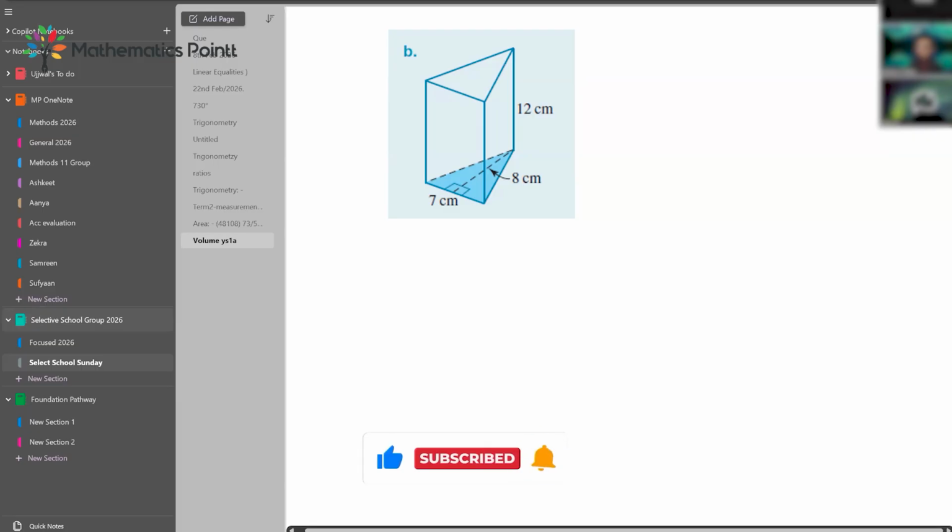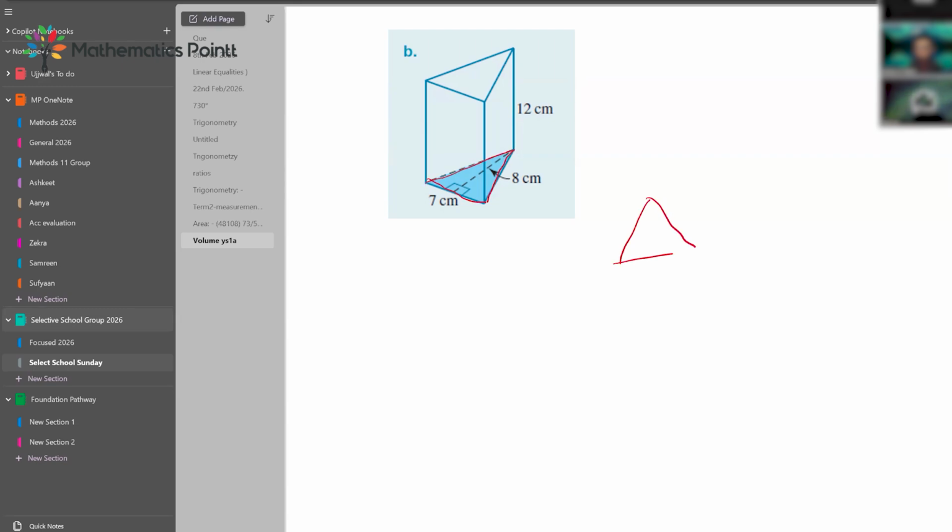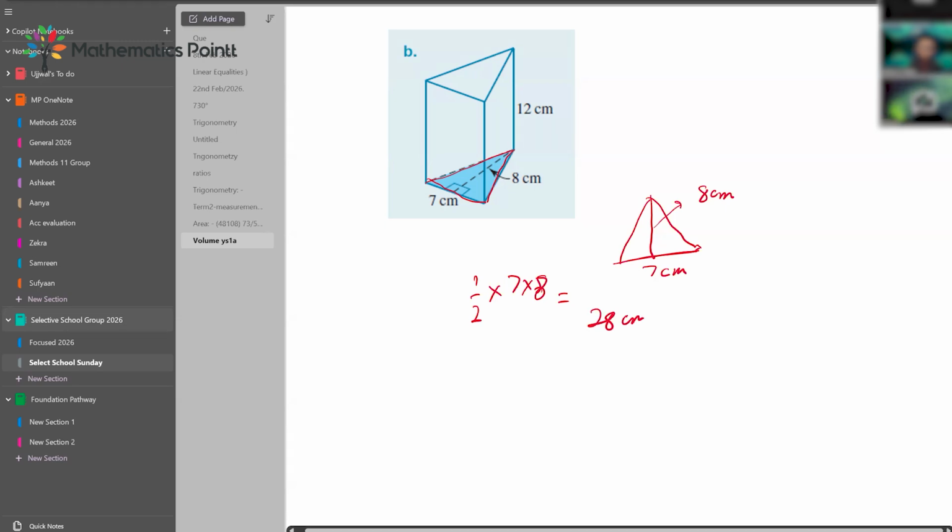My base is a triangle, with height of 8 centimeters and the base as 7 centimeters. So what is the area of the base? Area of the base is the area of the triangle, which is half 7 times 8. So half 7 times 8 is 28 centimeters square.